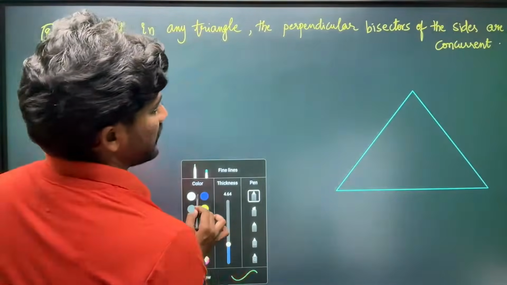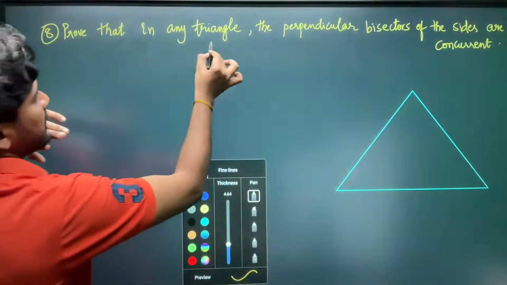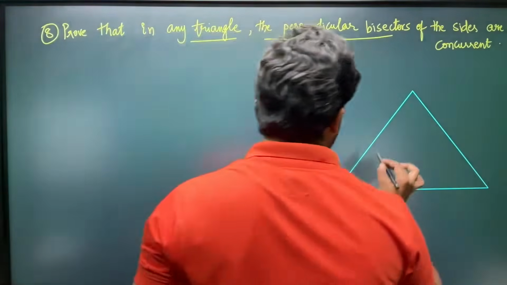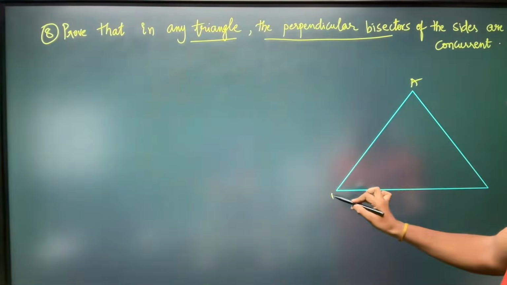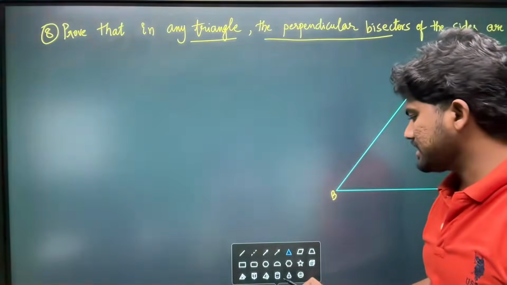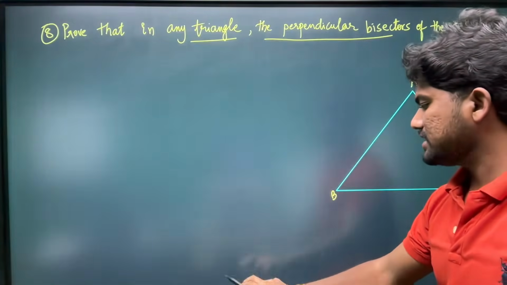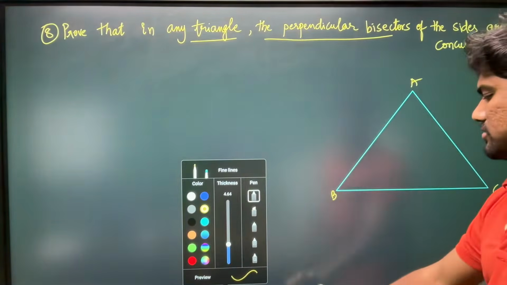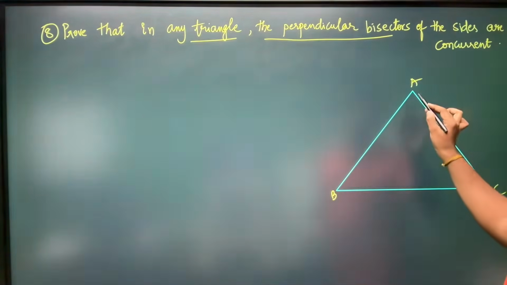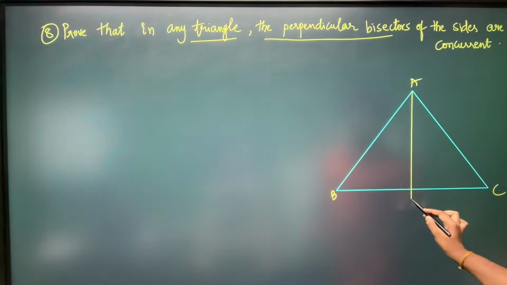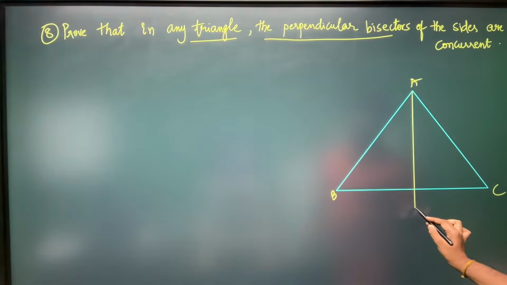So therefore next, see here: prove that in any triangle the perpendicular bisectors of the sides are concurrent. You know very well, whenever you take a triangle, ma, for every triangle 3 vertices will be there. Perpendicular bisector means take exactly one bisector from each and every vertex, ma. So I am taking one bisector from this vertex capital A. Perpendicular bisector means that bisector divides its opposite side into two equal parts.